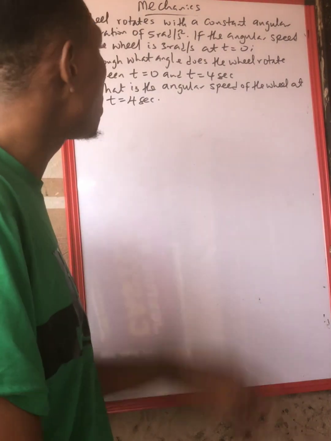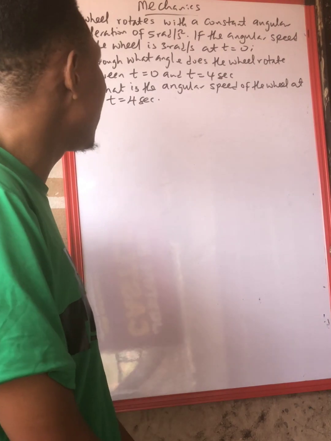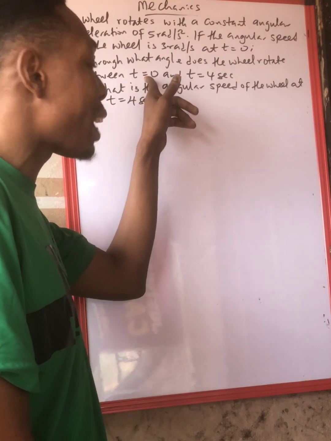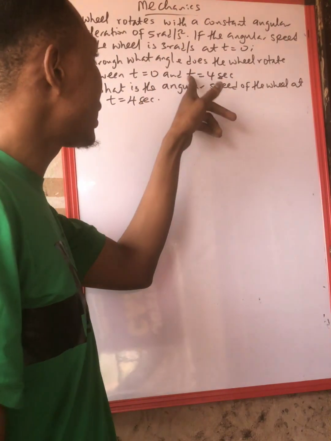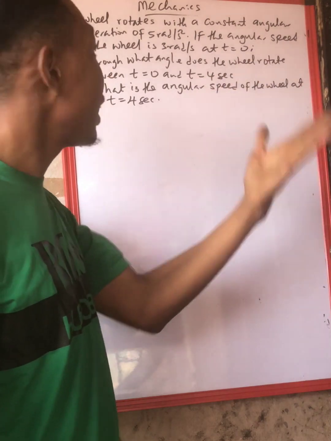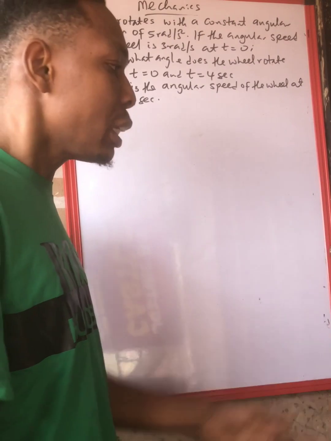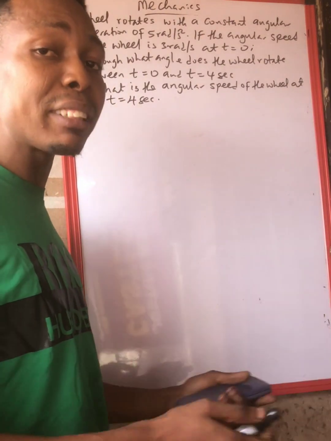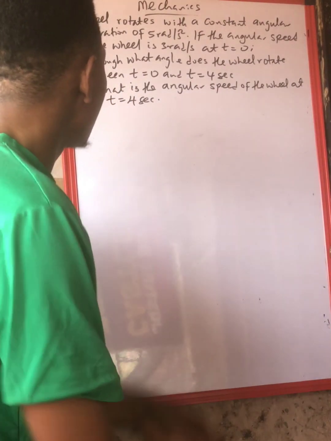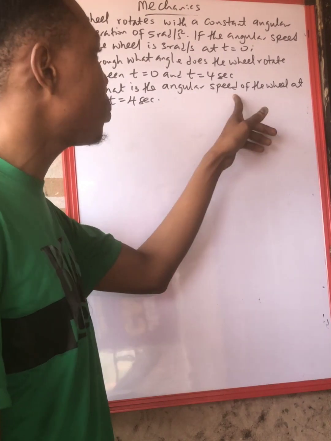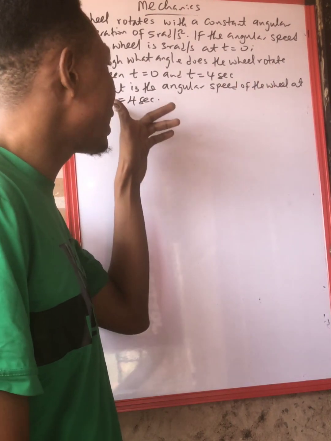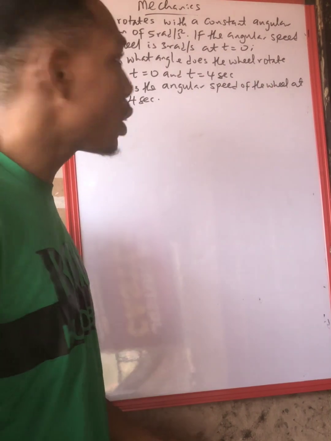Now we're asked: through what angle does the wheel rotate between t equals 0, that is when it was at rest, and t equals 4 seconds, that is when it has started rotating? Immediately it starts rotating, this time starts ticking. Then, what is the angular speed of the wheel at t equals 4 seconds?